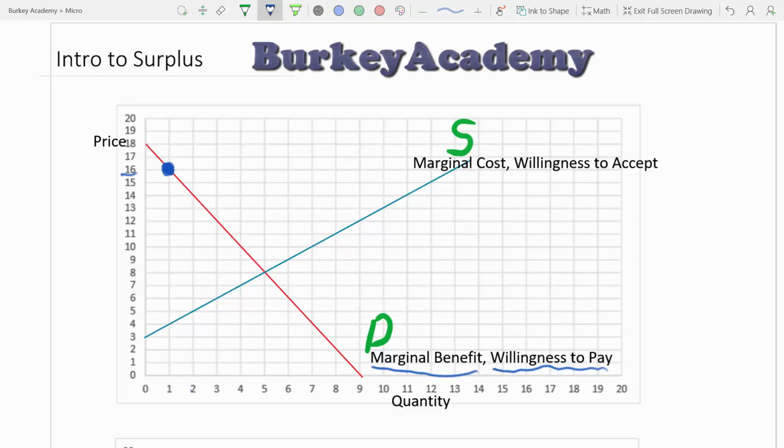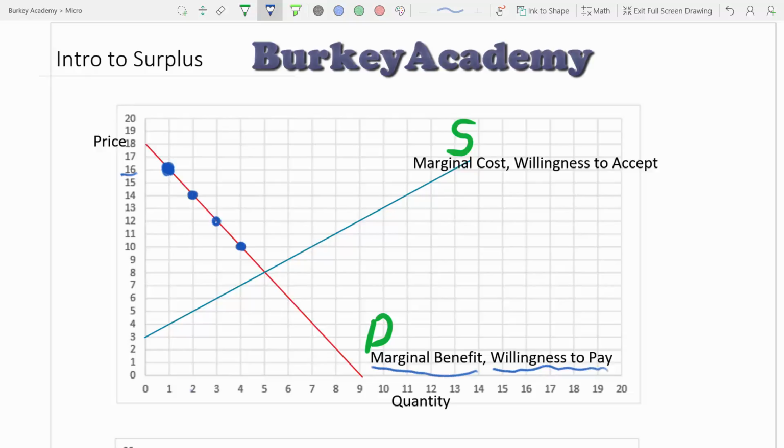Not $16 or 16 euros, whatever units of currency we're talking about. For the second unit, the most this person would be willing to pay would be 14. And for the next one, the third unit, 12, etc. And so this tells us the most this person's willing to pay to get each of these units.